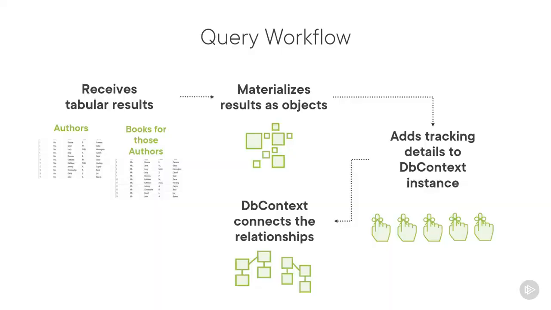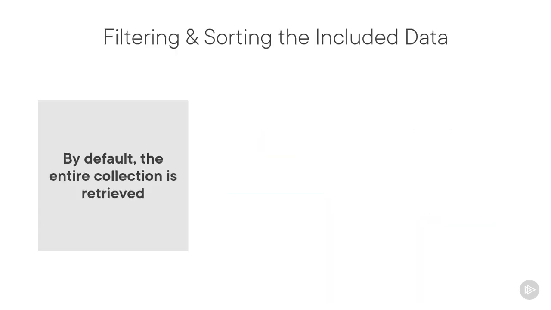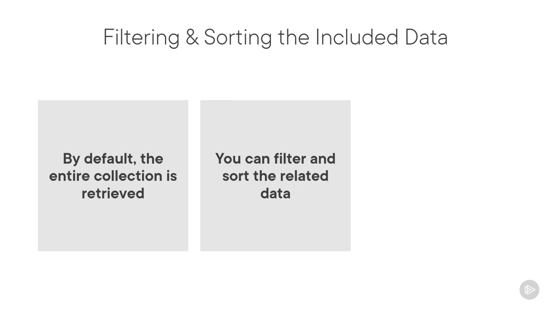Remember when we looked at the query workflow earlier in this course, the last piece of that was that the DbContext would connect any related objects that came back from the query. And that's how the author objects knew which books belonged in its collections. By default, Include with a navigation collection, such as the Books property, brings back all of the items in that collection. But it is possible to filter and even sort that included data.